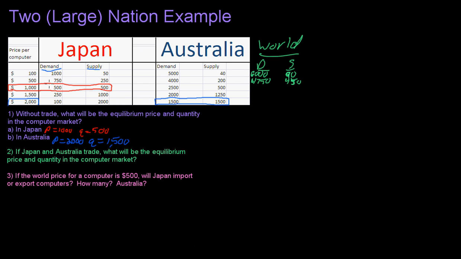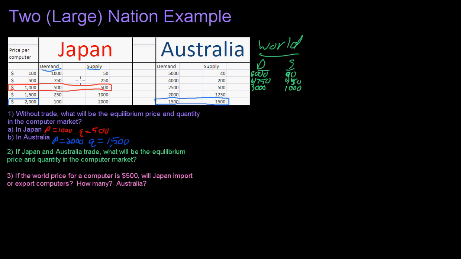Then if we go down to 1,000, we have Japan demanding 500 computers and Australia demanding 2,500. So the entire world demands 3,000. And the entire world is willing to supply 1,000. So again, we don't have an equilibrium.